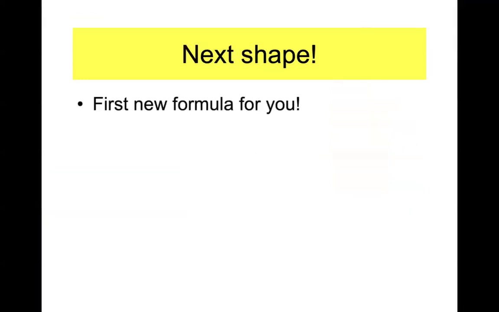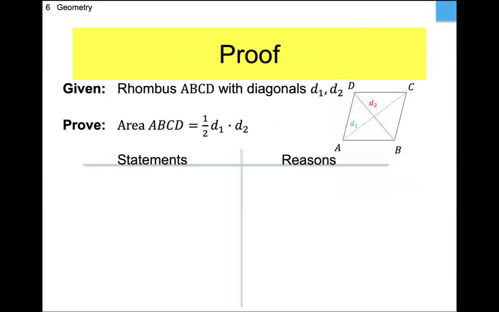All right, last shape of the day, and this will be your first new formula. We have a rhombus. Remember, a rhombus is a quadrilateral with 4 congruent sides. So squares are rhombi. The difference is in the traditional shape of a rhombus, the angles aren't 90, right? Although a rhombus could have 90-degree angles. Most of the time we see a rhombus diamond-shaped, it looks like this.